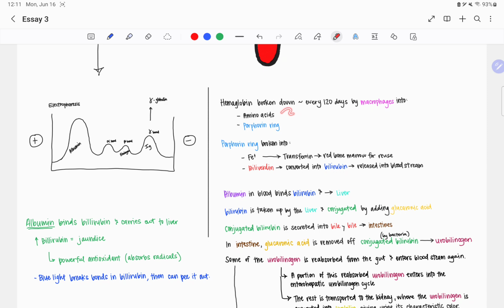So then when the macrophage breaks down the amino acids, those amino acids are immediately recycled and used in whatever form they may be needed. The amino acids aren't going to be taken away. They can be recycled quite easily. But the porphyrin ring, however, is not so easily recycled. So then the porphyrin ring is broken into an iron and biliverdin.